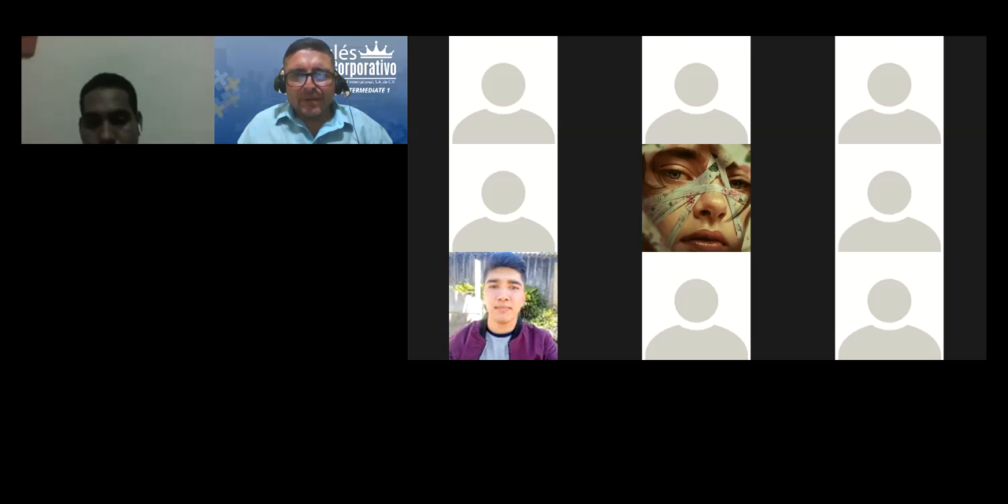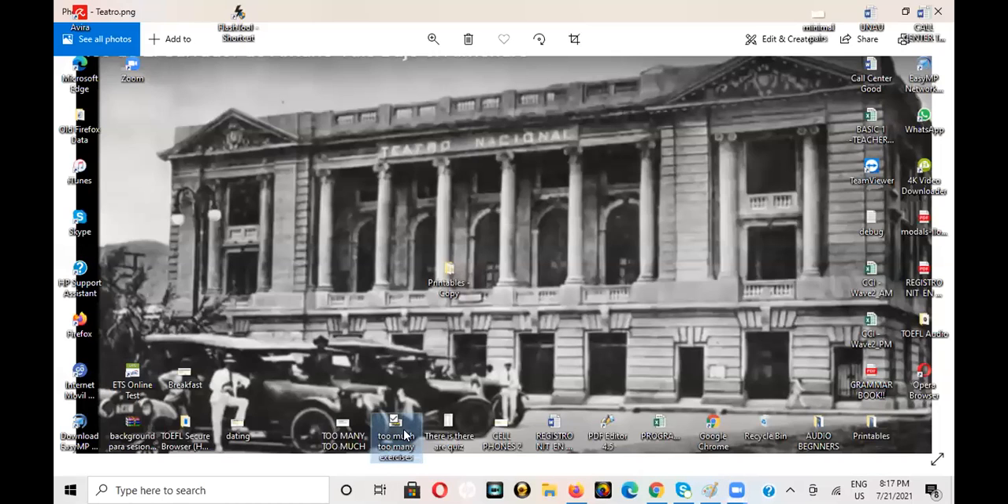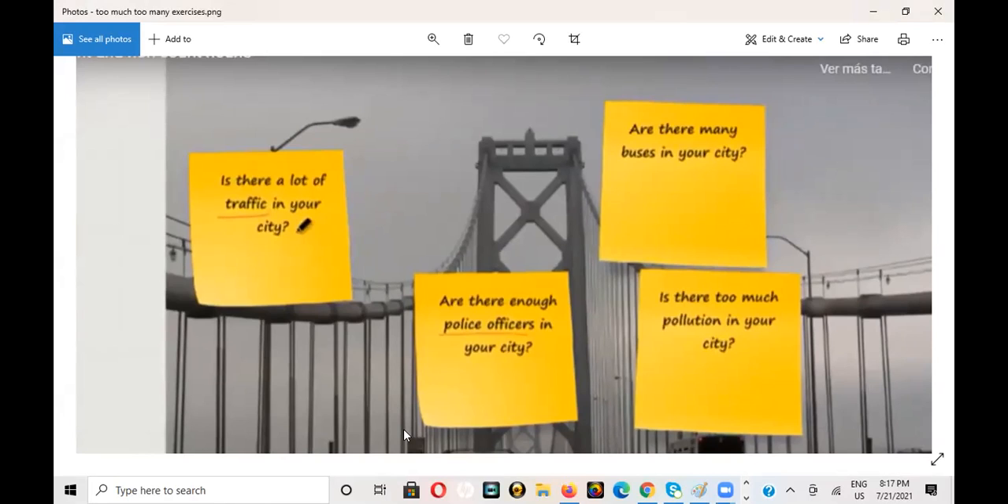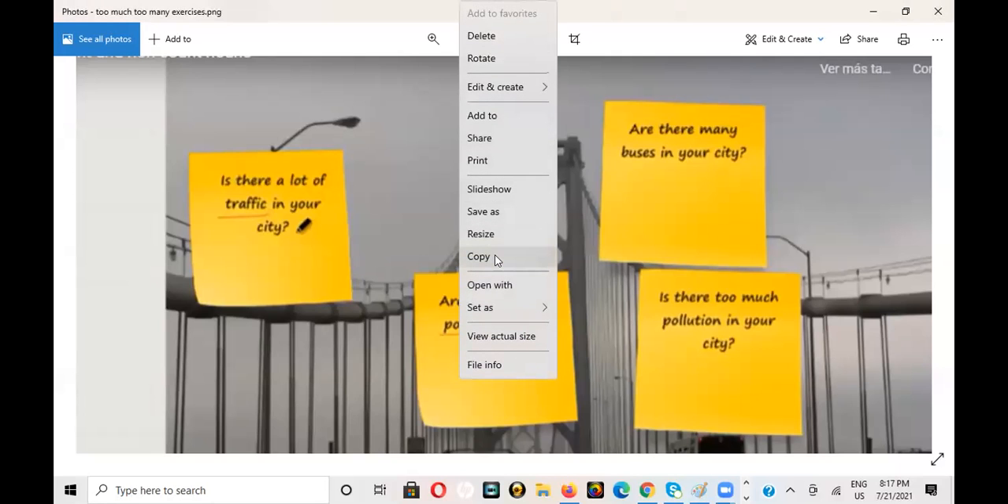No? Okay, so let me share this. This right here. Okay, do you see the yellow papers? Yes. Volunteer to read the first yellow paper. Is there a lot of traffic in your city? Okay, volunteer for the second paper. Are there enough officers in your city? Third paper? Are there many buses in your city? And the last one? Is there too much pollution in your city? Okay. Excellent.